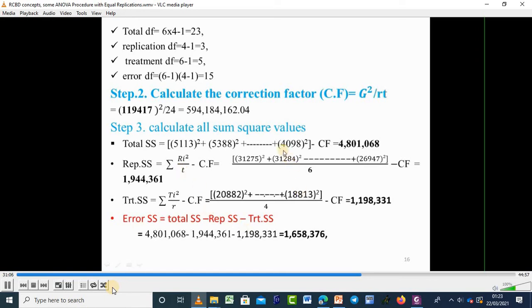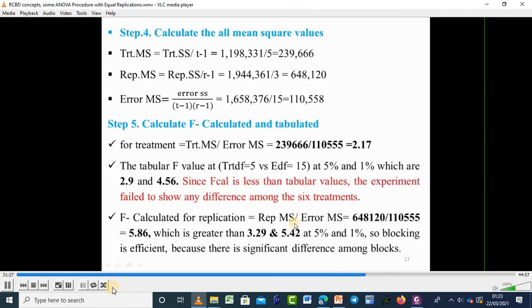Finally, after we have calculated those sum square values, we go here. From the total sum square, we subtract the replication and the treatment sum square values, and we get this much of RSS. And then calculate all the mean square values.